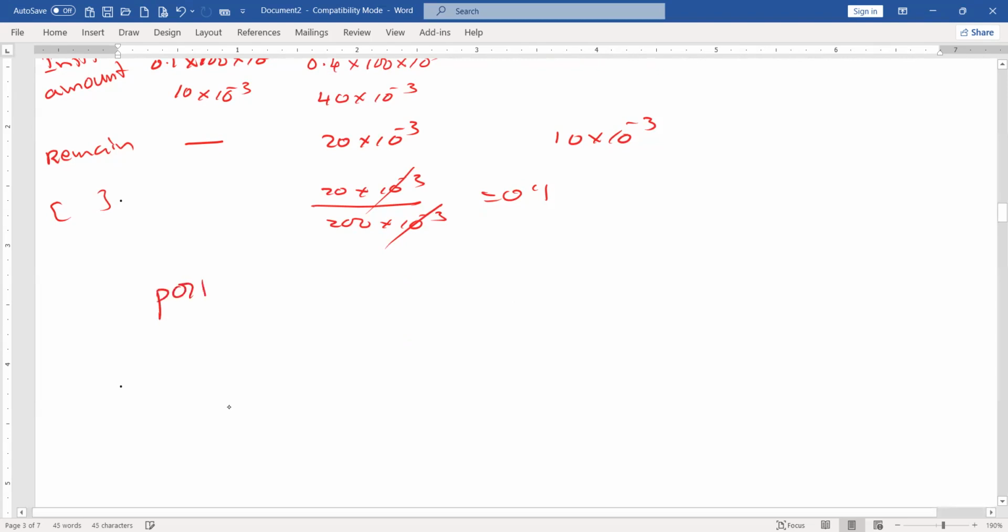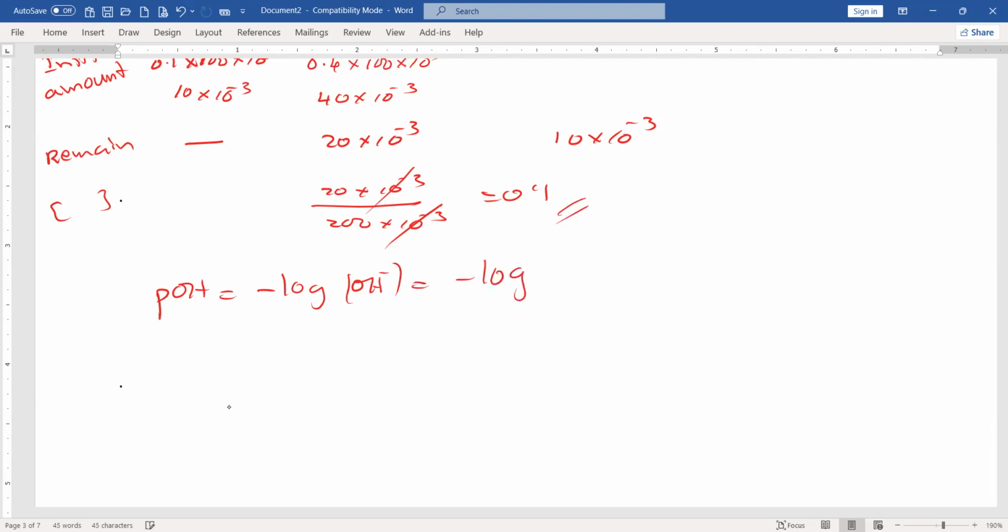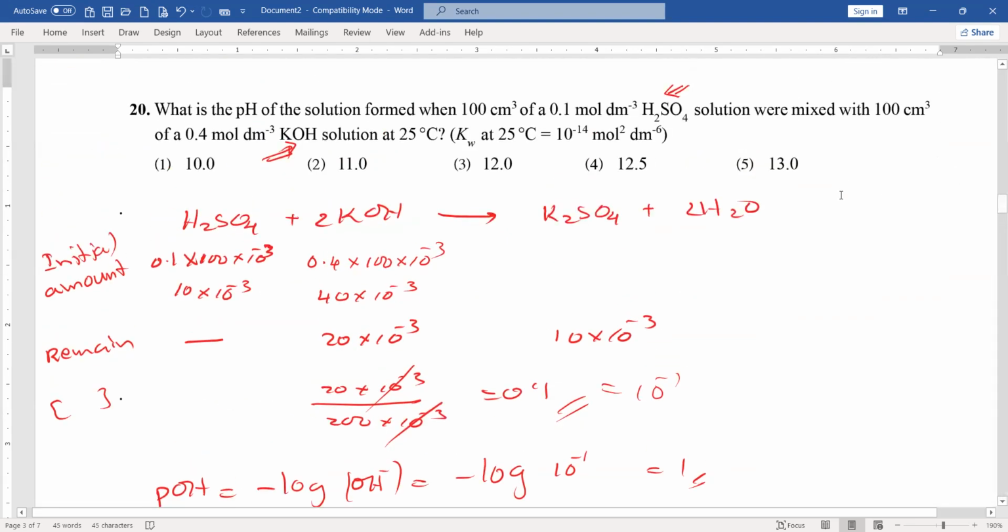So pOH equals minus log of the OH minus concentration. Now the OH minus concentration is 0.1, so minus log 10 to the power minus 1. 0.1 means 10 to the power minus 1, so it is 1. Now we know that pH plus pOH equals 14, since the Kw is 10 to the power minus 14. Therefore pH is equal to 14 minus 1, which equals 13. So your answer must be the fifth one, 13.